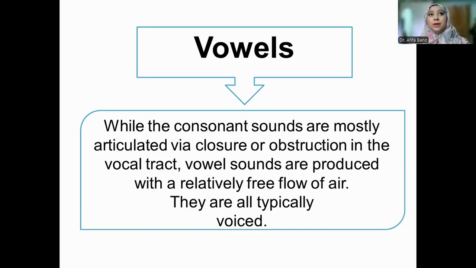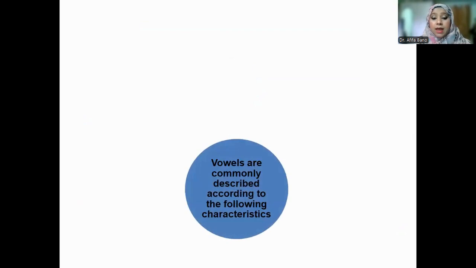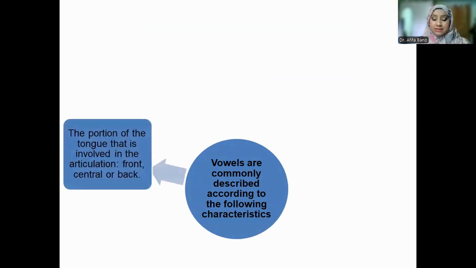For example, when you pronounce sounds like e, oo, you will notice that vibration occurs. It means that by default, all the vowel sounds are voiced. Now we will see how the vowel sounds are actually classified.